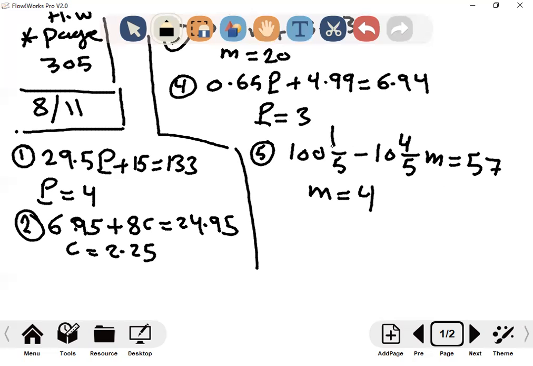Now we need to shift this 10 1/5 to the other side. It will be minus. Do your calculation, then divide. M should be 4. So how many minutes? 4 minutes. Done? Anything else?